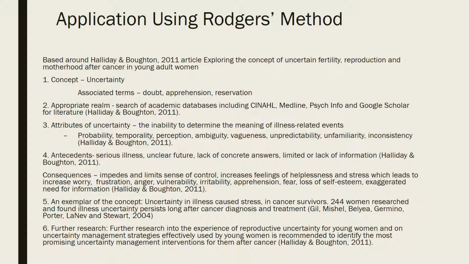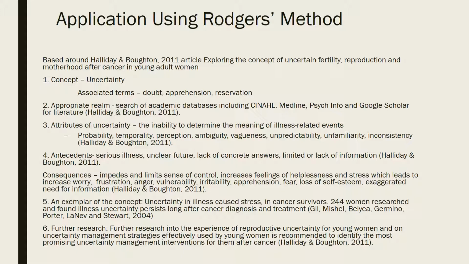The appropriate realm or setting: it was a search of academic databases, including CINAHL, Medline, PsycInfo, and Google Scholar, for a literature review. The attributes of uncertainty, uncertainty being the inability to determine the meaning of illness-related events, were probability, temporality, perception, ambiguity, vagueness, unpredictability, unfamiliarity, and inconsistency. The antecedents of this: serious illness, unclear future, lack of concrete answers, limited or lack of information.